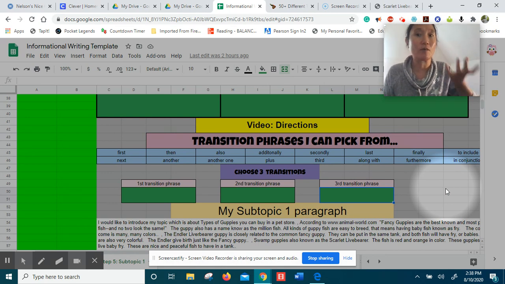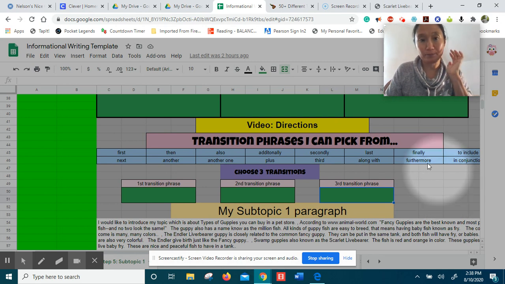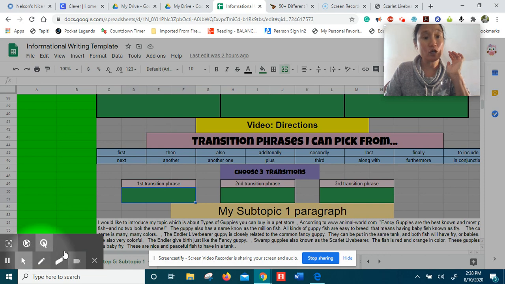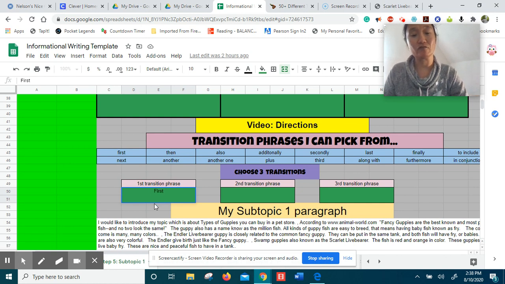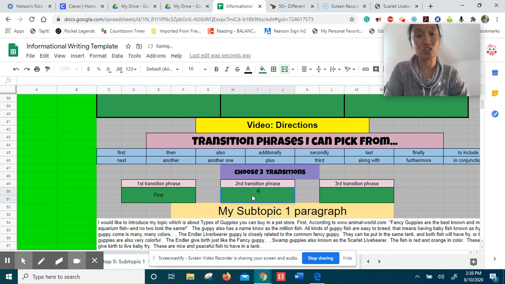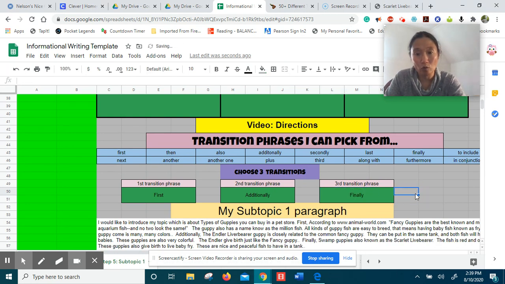I'm first going to talk about the fancy guppy, then I'm going to talk about the Endler guppy. So I'm going to pick the top. I'm going to pick first as my first transition phrase, then additionally, and finally. And those are the transition phrases I'm going to pick.